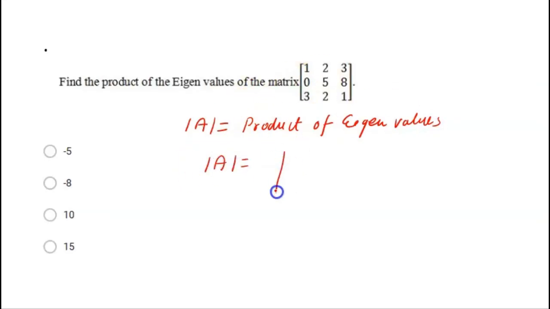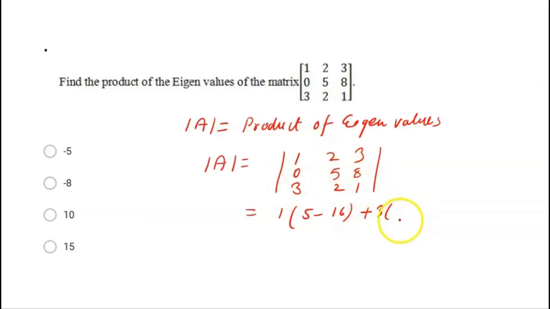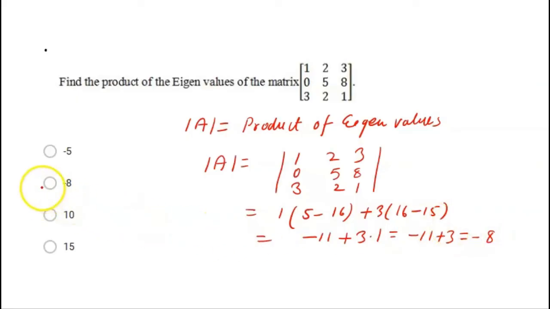So the determinant of A, with rows 1, 2, 3; 0, 5, 8; 3, 2, 1. If I expand it about the first column: 1 times, 5 into 1 is 5, minus 2 into 8 is 16. Minus 0, so no need to write, and then plus 3 times, 2 into 8 is 16, minus 3 into 5 is 15. So we get minus 11 from here, and 3 into 1. So minus 11 plus 3 is equal to minus 8. Yes, the correct option is minus 8. So this is an important result, that the determinant of A is the product of eigenvalues.